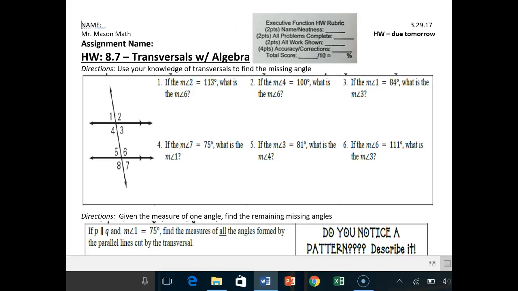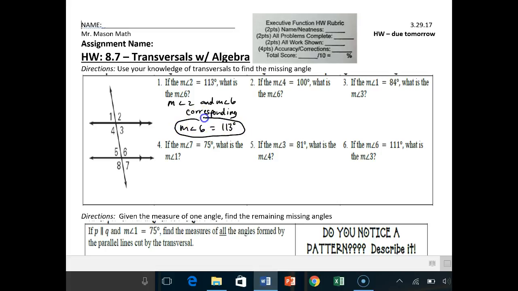So, number one, if the measure of angle 2, that's what m angle 2 means, equals 113 degrees, what is the measure of angle 6? So here's 2, here's 6. The measure of angle 2 and the measure of angle 6 are corresponding. We know if two angles are corresponding, they must have the same or equal measure, or they must be congruent. So therefore, if angle 2 is 113, angle 6 has to be 113, all because they are corresponding.